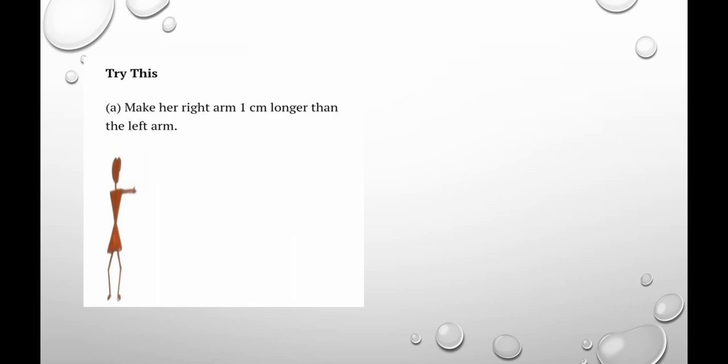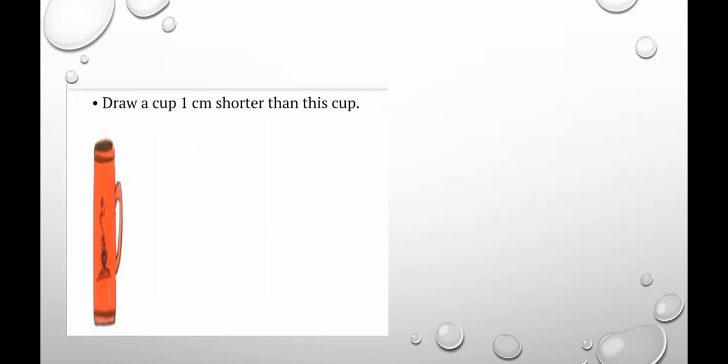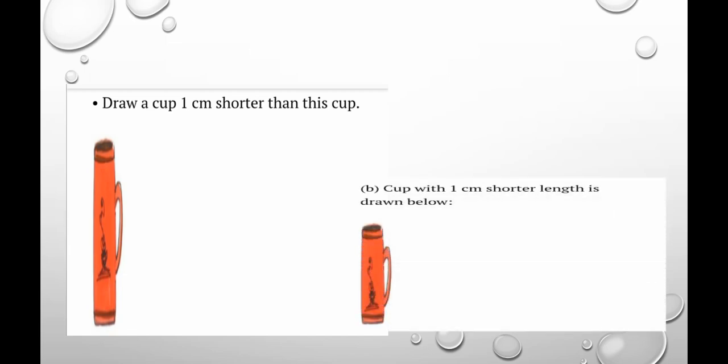Now we will do one problem from your reader. Make her right arm 1 centimeter longer than the left arm. What will you do? See, the answer is here. It's clear, no? We will draw one arm which is 1 centimeter longer than the left arm. Next is draw a cup 1 centimeter shorter than this cup. So you will draw one cup in your classwork, and then you will draw another cup which is 1 centimeter shorter than this cup. So here I have the answer.